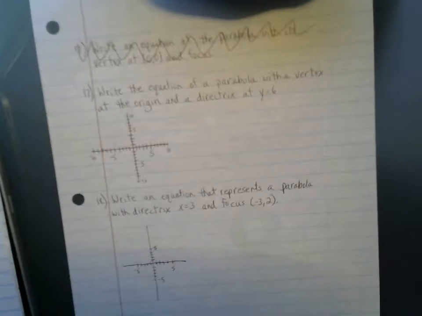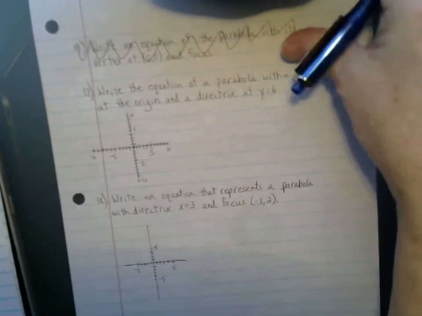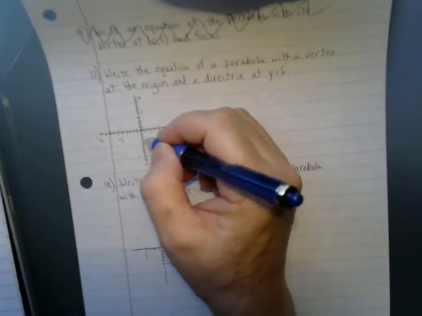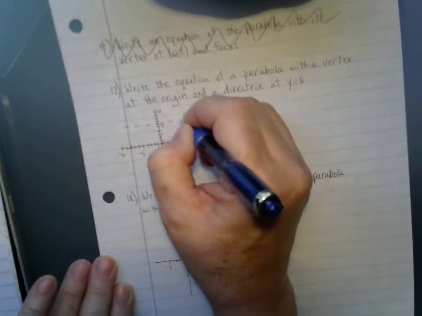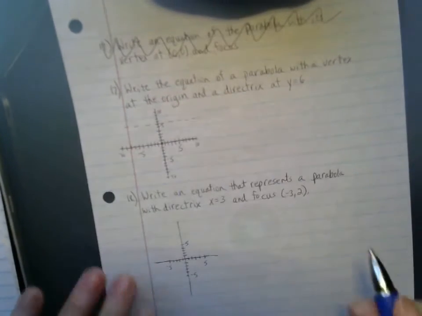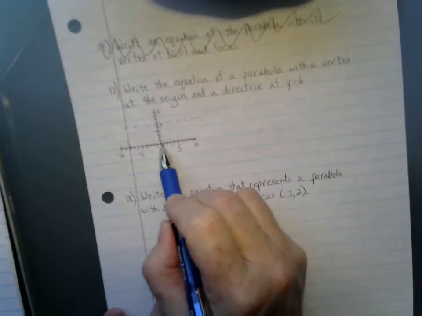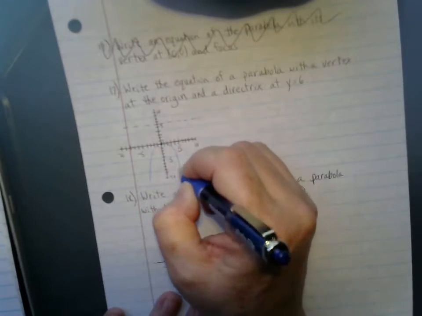So 17 says write the equation of a parabola with a vertex at the origin. So once again, we're right here. And the directrix is at y equals 6. So this is my y. This is where y equals 6. So that means the directrix is right here. And remember that your parabola always opens away from the directrix. So it's going to be going down.